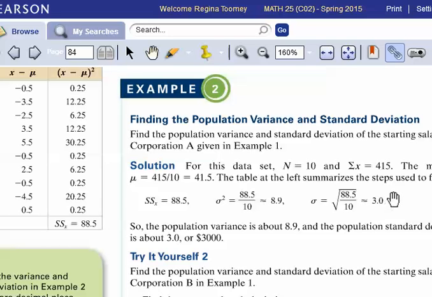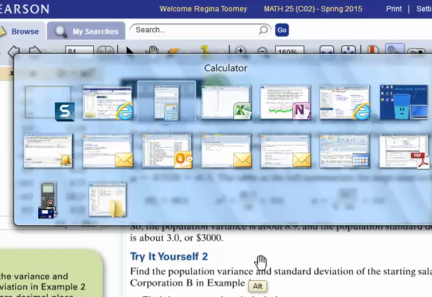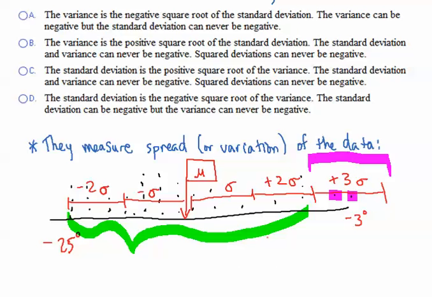Like if the original numbers were dollars, then this would be $3, or in this case $3,000, is each standard deviation. If it was degrees, now this will be in degrees. The variance is in square degrees or square dollars or square whatever your units are. I have no idea what they're asking. I haven't even read it. I just wanted to go over that because I wanted you to understand it.